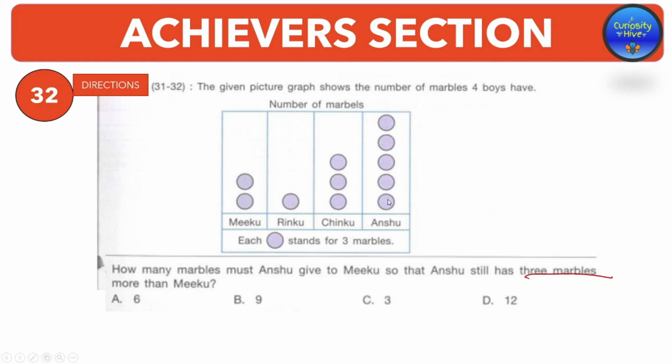Now Anshu has 1, 2, 3, 4, 5 circles and Miku has 2. These are the 2 persons. Let's reduce 1 from Anshu and let's add 1 here. In that case, Anshu has still more than Miku, which is what we want. And Anshu just has 1 ball more than Miku, which is equal to 3 marbles. So that means Anshu should just give 1 ball, which is equal to 3 marbles. So your answer is option C.